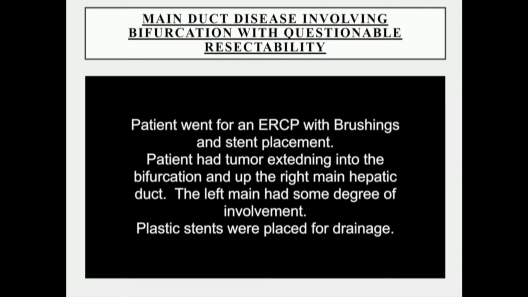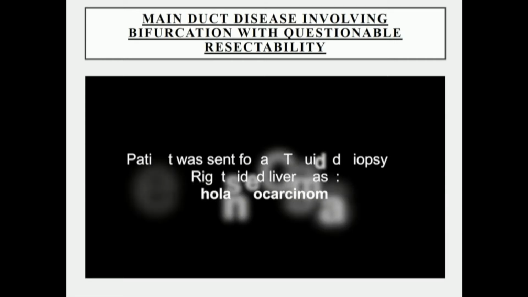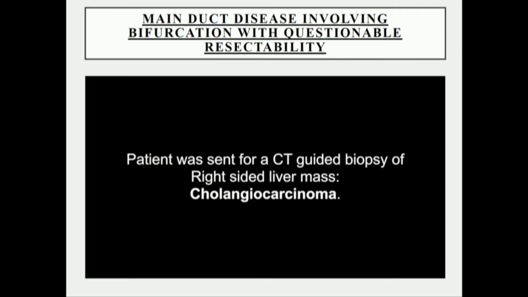The patient went for an ERCP with brushings and stent placement. He was found to have a tumor extending in the bifurcation and up the right main duct. The left main seemed to have some involvement. Again, the extent of the disease there is not exact. Patient on CT-guided biopsy had a cholangiocarcinoma.